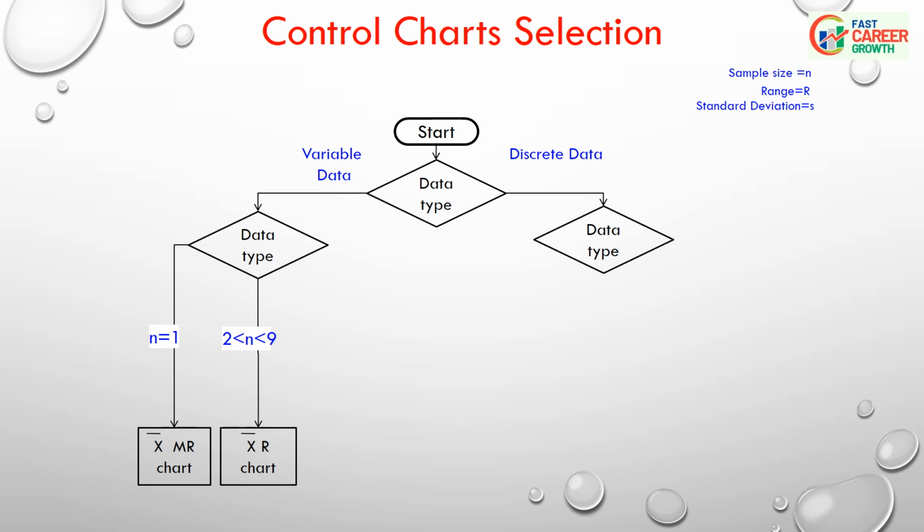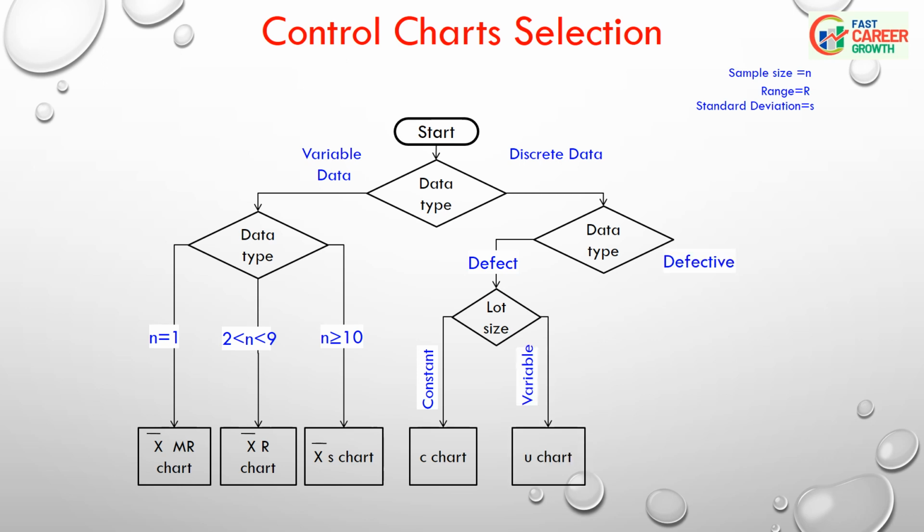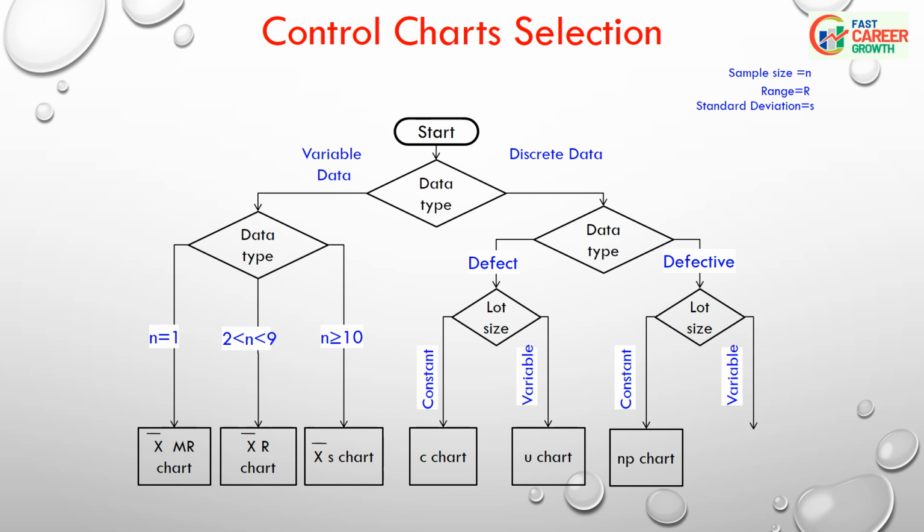Then if the data is discrete data, see whether the data is related to number of defects in a piece or number of defective pieces. If the data is related to number of defects in a piece, then see whether the sample size is constant or variable. If the sample size or lot size is constant, then use C-chart. If the sample size is variable, then use U-chart. If the data is related to number of defective pieces, then see whether the sample size or lot size is constant or variable. If the sample size is constant, then use NP-chart. If the sample size is variable, then use P-chart.